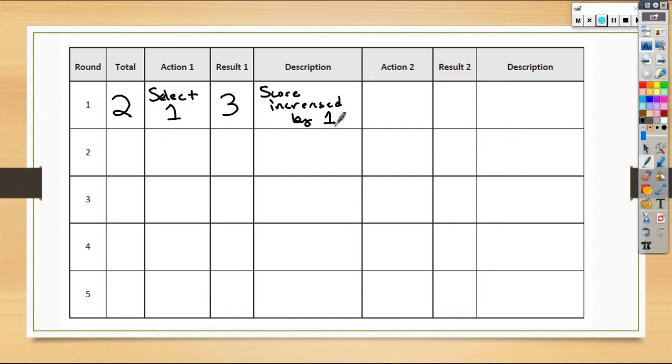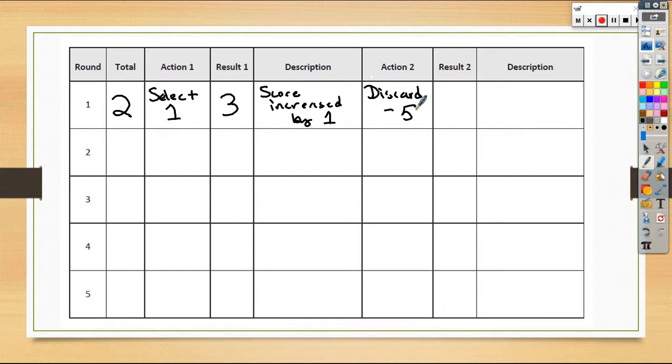Now I have to discard. I have a 3 currently. I think I'm going to discard my -5. So I'm going to get rid of my -5. So I'm going to say discard -5. So my result now is that I had 3. Now I've discarded a -5.